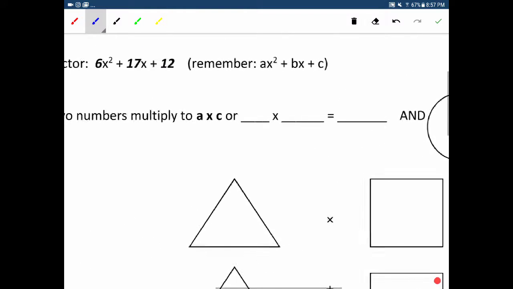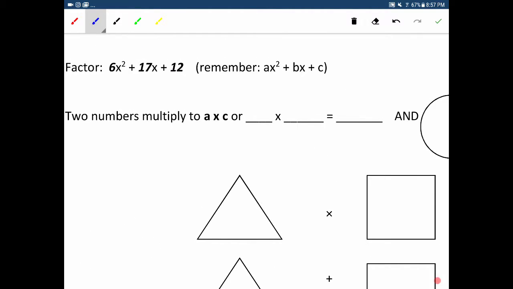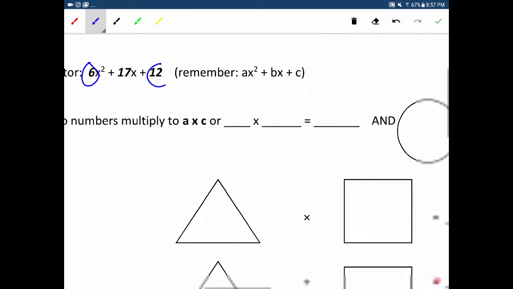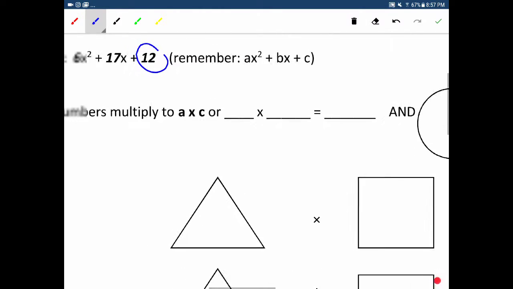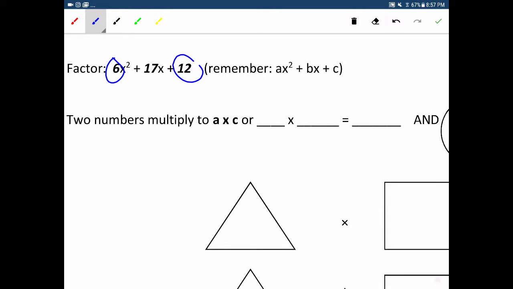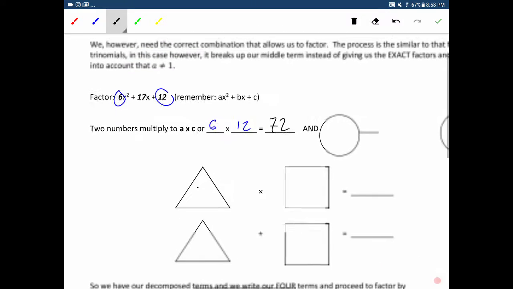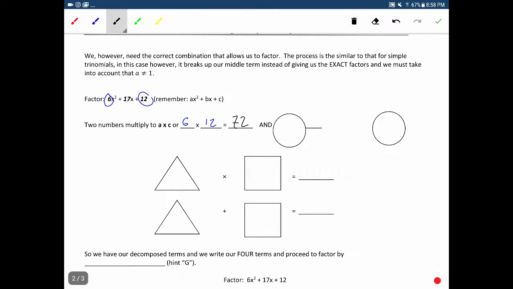So what we're going to do is take the a and the c value, which are the first term and the last term, and we're going to multiply them. So we've got 6 times 12, and that's going to give us 72. What it's supposed to say is that we need them to add to b, which is equal in this case to 17.